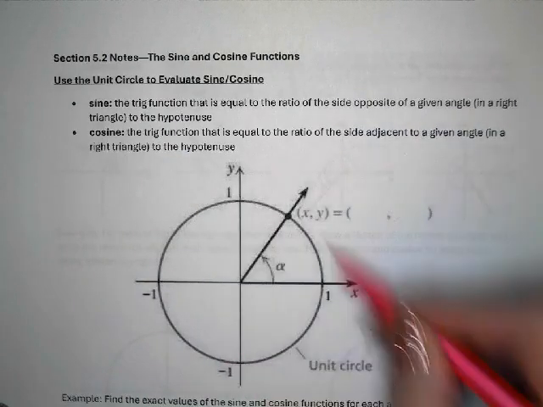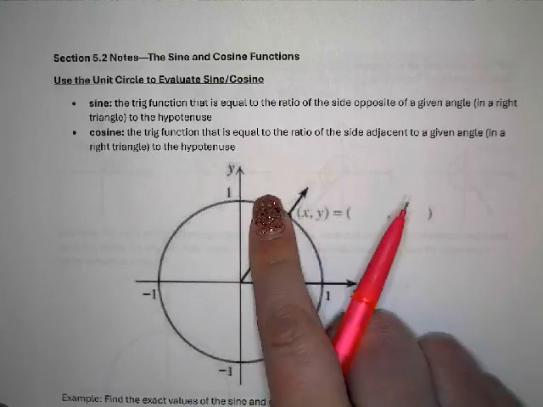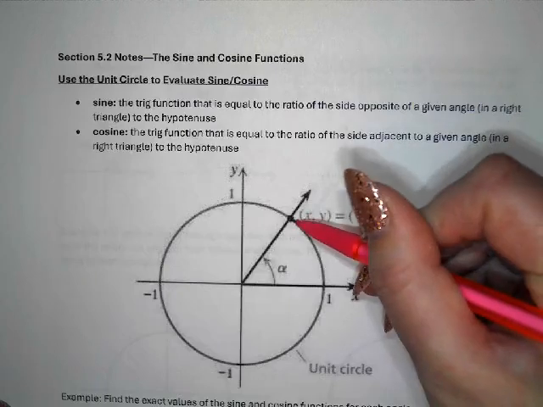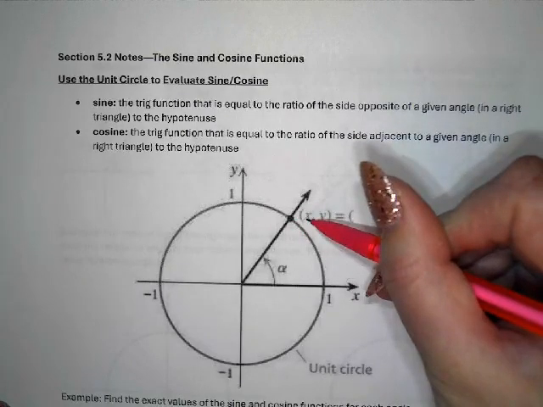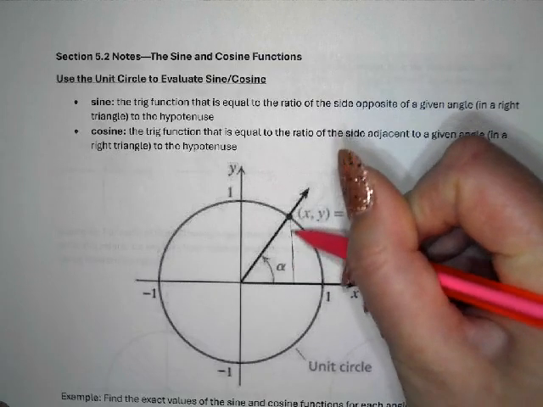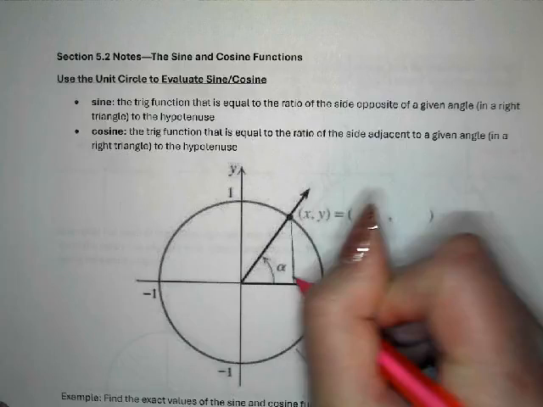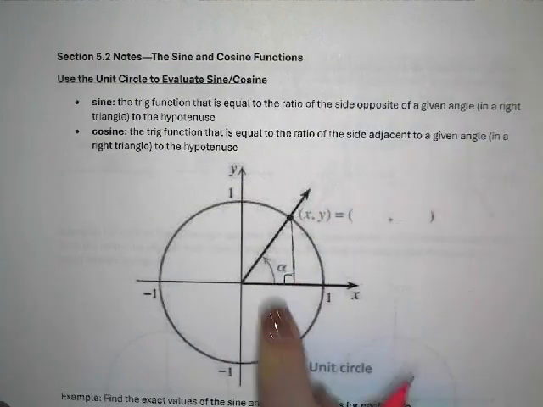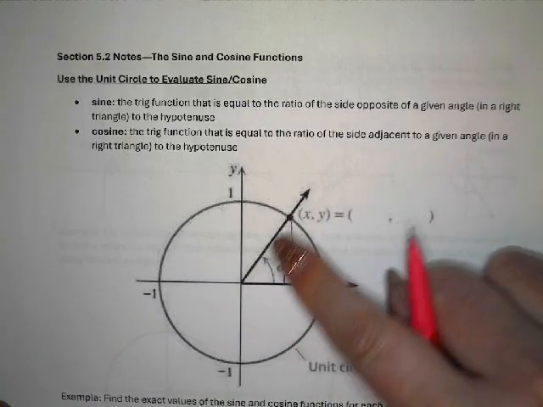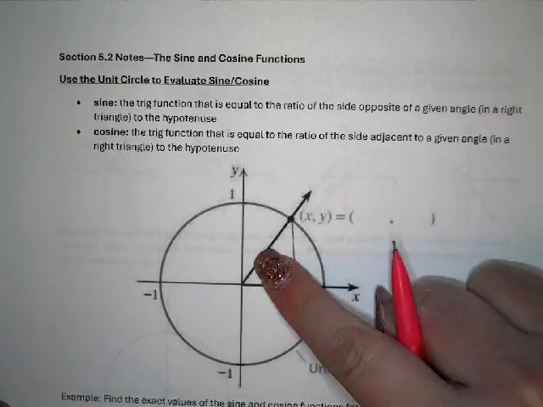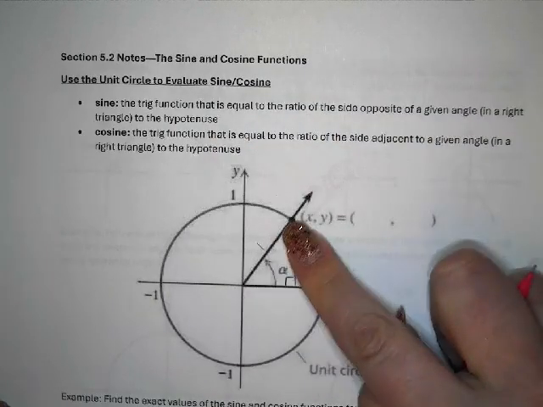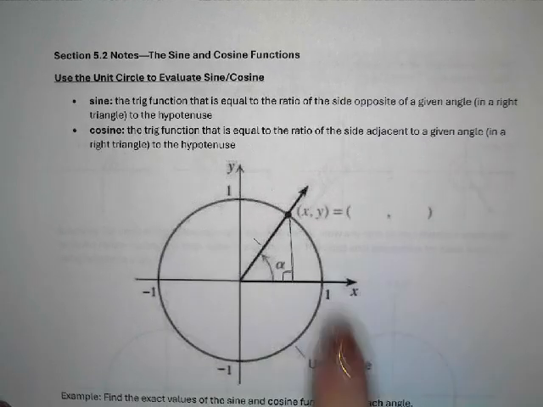So if we take our unit circle here, this is a unit circle because it has a radius of 1. We're going to start from this point right here that they've labeled as (x, y), and draw a line straight down to create a triangle. This is a right triangle because these two sides are perpendicular to each other. This hypotenuse, the side across from the right angle, has a length of 1 because it's a radius of the unit circle.